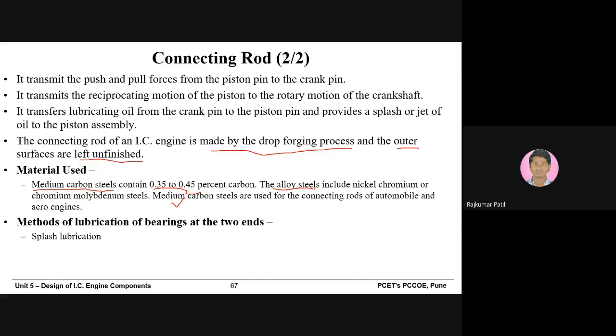As I told you, the connecting rod also has to lubricate various parts. For that, with the help of the spout, splash lubrication is possible, or sometimes a pressure feed system is provided for the lubrication of various components.